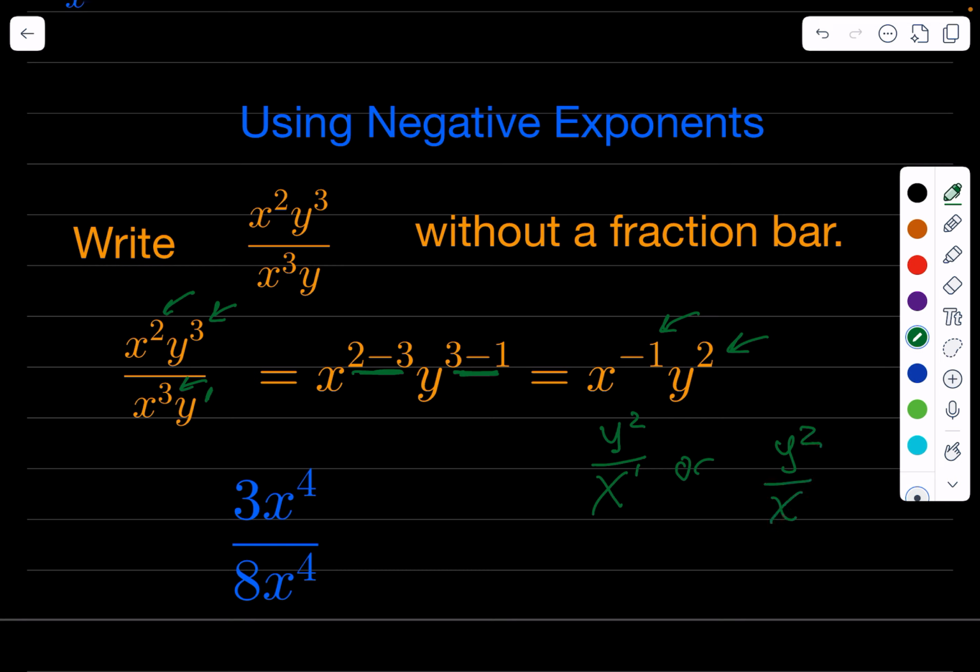How do we check our work? Go back and look at our arithmetic. If you've shown your work, this isn't difficult to do. I got a 2 and a 3: 2 minus 3. I've got a 3 and a 1: 3 minus 1. 2 minus 3 is negative 1. 3 minus 1 is 2. My y squared is in the top. My x is in the bottom. Check.